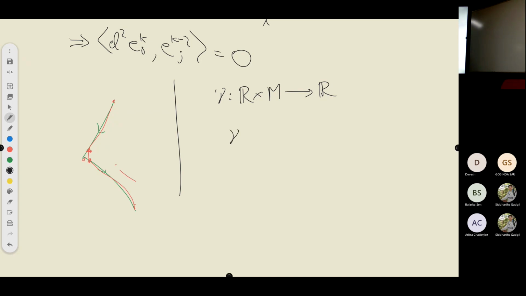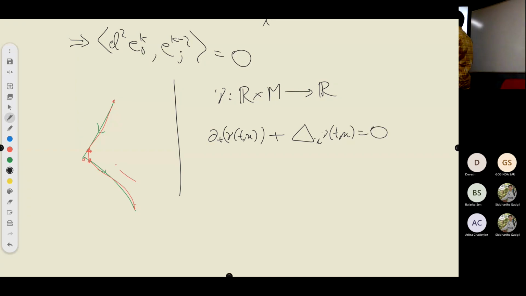Then in this case, you'd have gamma, so it would have something like del t gamma of t comma x plus the Laplacian on x is equal to 0. Something of this sort is what you could have if the gradient of whatever you had on your space of functions was the Laplacian. Or in general, if it was some random elliptic thing, then it's del t plus some elliptic thing is equal to 0. And that was what I meant by parabolic.